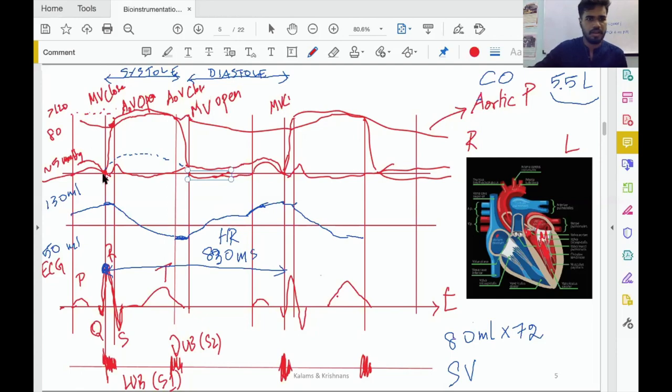Sir, 72, can you explain once again, sir? How did 72? Which one? Okay. Normal heart rate is like 72 beats per minute. So one beat we get 80 ml. In a minute, there are 72 beats. So for 72 beats, we get 80 times 72 ml. Fine? Okay. So this is 5.5 liters per minute.